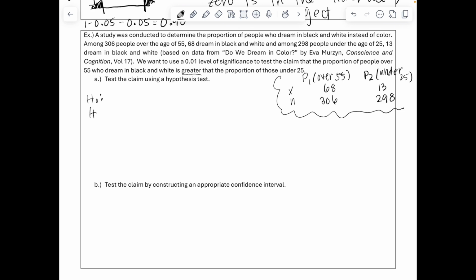So next thing we need to do is set up our null and our alternative. And since I already have defined what P1 and P2 are representing, I'm going to go ahead and use those values. Make sure to state this and not just put a 1 and a 2 without defining what they're representing. So our null is going to be that those two proportions are going to be equal to each other. And our alternative is going to be that proportion 1, which is the people that are over 55, is greater than the proportion 2 or under 25.